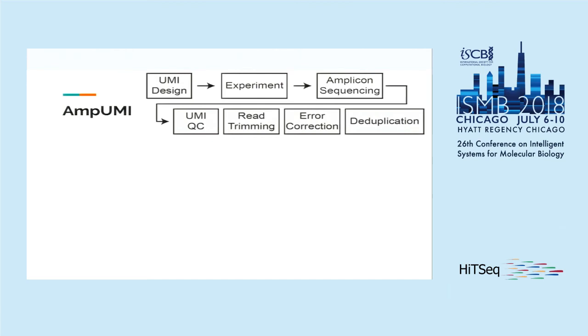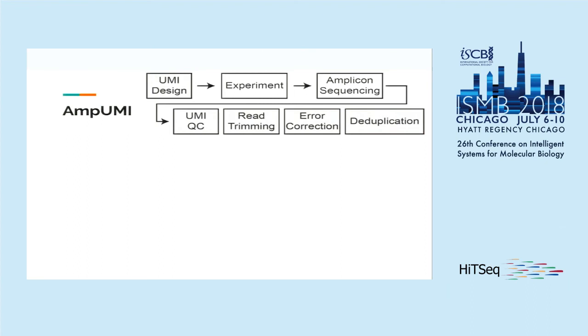Basically, AmpUMI is this end-to-end toolkit that aids in your UMI design. So if you have bio or experimentalists asking you how long should my UMI be for this amplicon sequencing experiment, you can use AmpUMI. As well as after your amplicon sequencing, you can use it to process. You can do quality control on your UMIs. You can trim your reads from the UMIs and do error correction and deduplication.